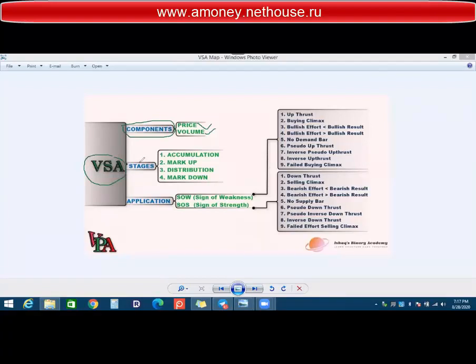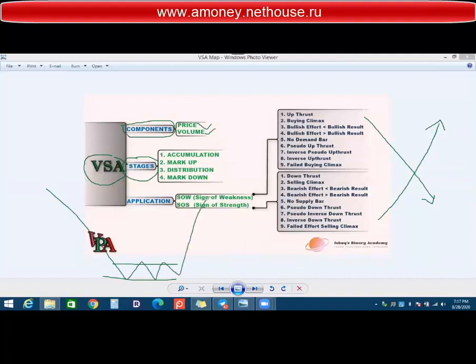Now we are moving to the stages. These stages have 4 main topics: accumulation, markup, distribution, markdown. And these stages show that if the trend is going in up direction, what's the reason? If the trend is going in down direction, what's the reason of going down? When trend starts from downtrend to uptrend, what's the reason? Is the reason true or false?